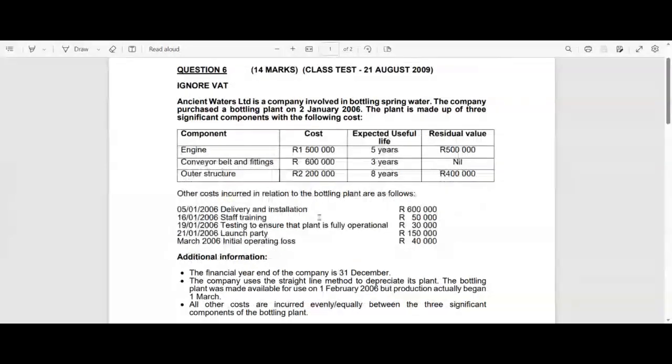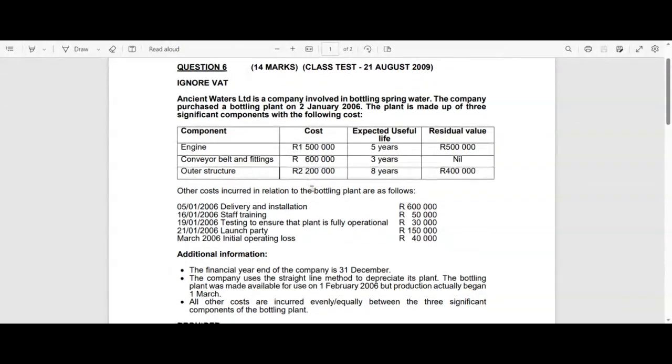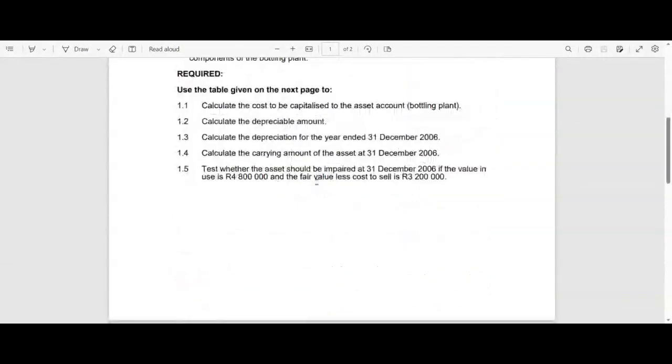So clearly, first of all, we know that the purchase price forms part of the cost. So in the case of the engine, that is 1.5 million. So we can already go and put that in there. The purchase price of the engine, 1.5 million, right?